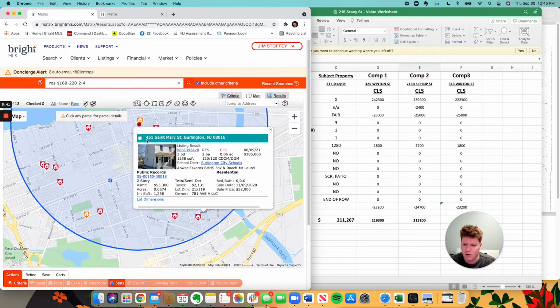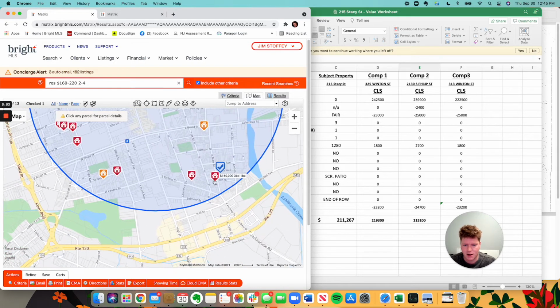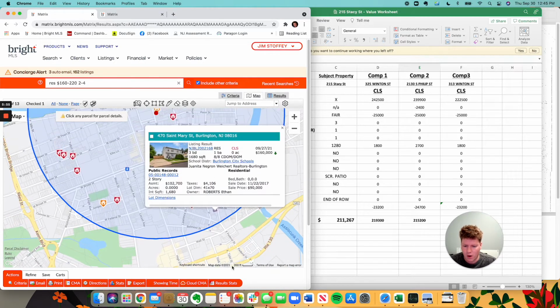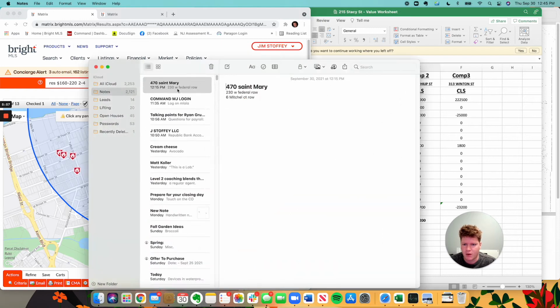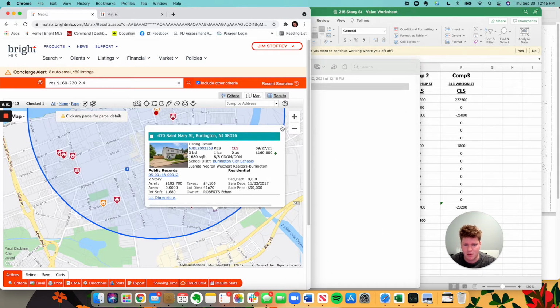This one right here, 451 Mary Street, Burlington. This is 1,200 square feet, 3-bed, 2 baths, $185,000. This is going to be our best comp, I bet. I'm going to check that one off. Next, we have a 3-bed, 1-bath, and I believe the appraiser used this as a comp, so I'm not going to use it now.